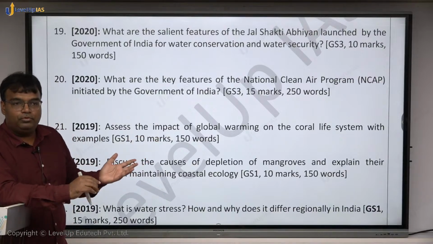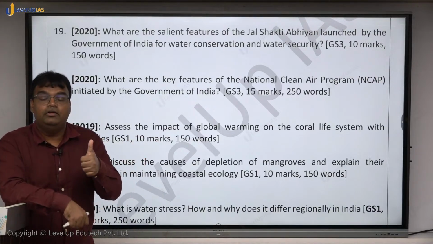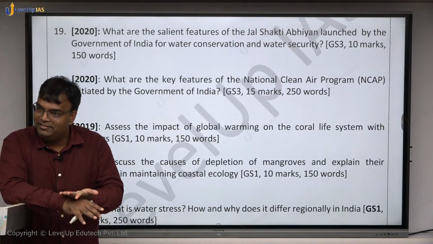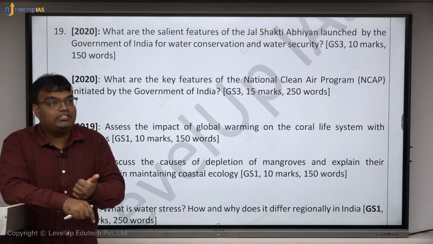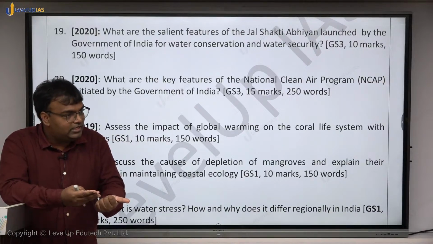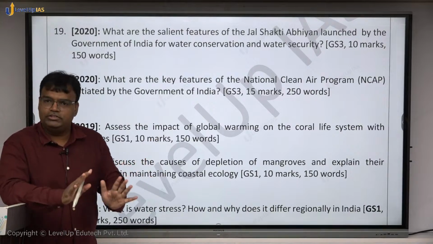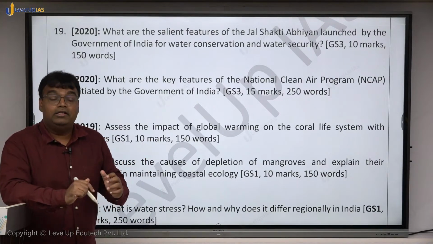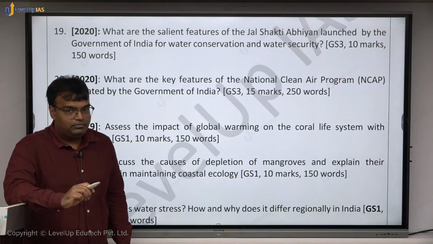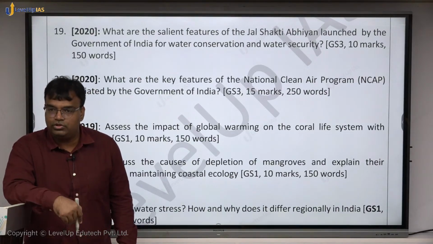So the National Clean Air Program and Jal Shakti Abhiyan are our flagship initiatives, the latter for water conservation. We should have known that. The National Clean Air Program is our flagship initiative for fighting air pollution in cities in India. We should know that well. And the National Clean Air Program was supposed to be a 5-year program, so it has now been extended till 2026.